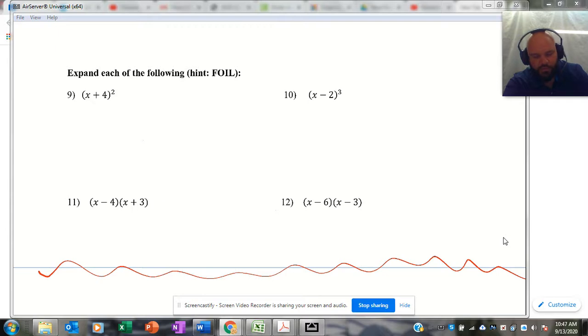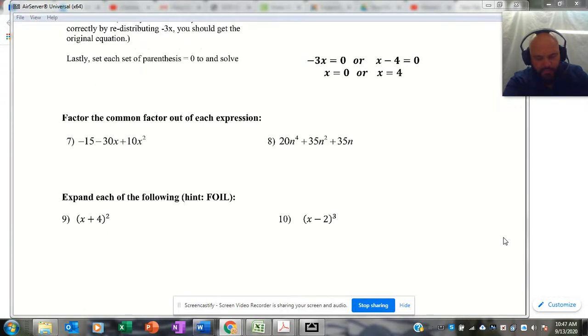So you guys are going to do 1 through 12 for tonight, and then in the next video I'm going to go over factoring, and I want that to be by itself. So let's talk about real quick how to factor out a GCF.